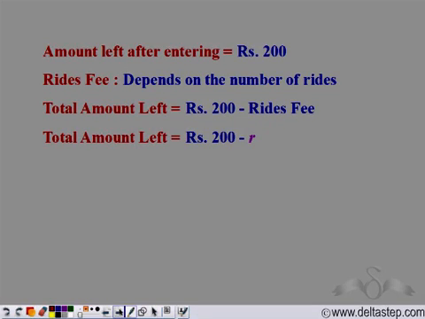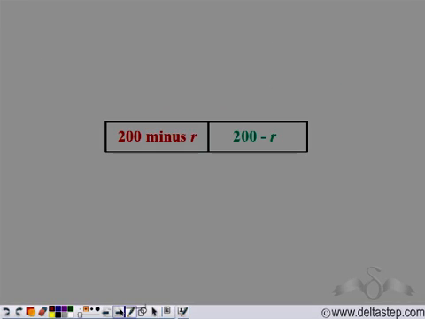Here we have subtracted a variable from a constant. So a constant minus a variable. We can write it as 200 minus r, which is most commonly used. Now, is this the same as r minus 200? No, this is not the same, because here we are subtracting r from 200, and here we are subtracting 200 from r.